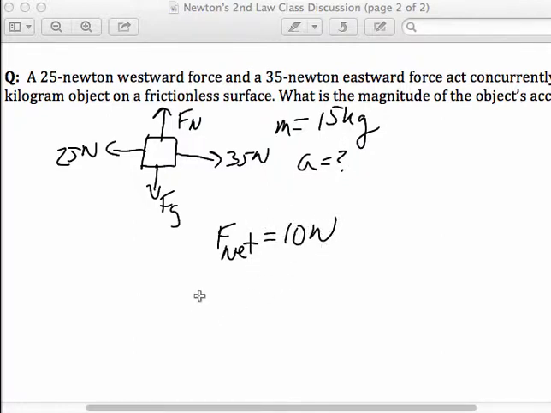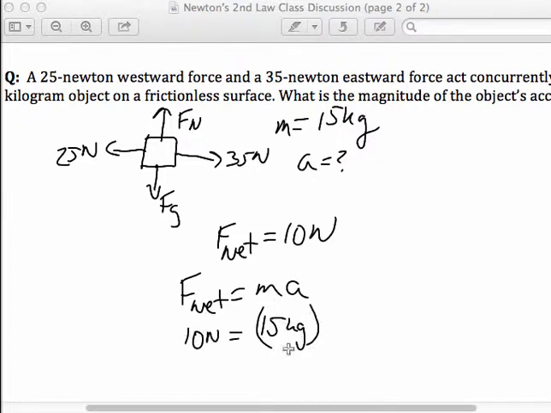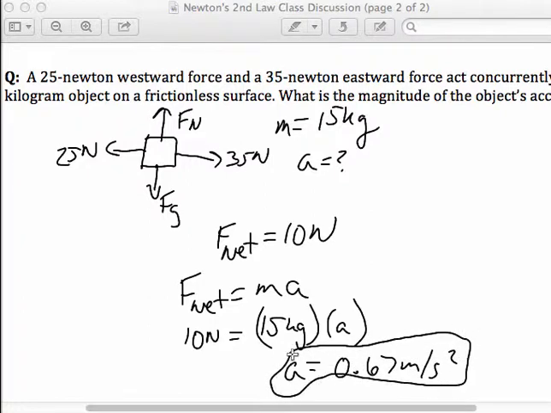Can I calculate acceleration? Yeah. I think I can if I use Newton's second law, right? F net equals ma. So the net force is 10 newtons, the mass is 15 kilograms, and a is what we're looking for. And so if you do that little math problem, I get an acceleration of 0.67 meters per second squared.